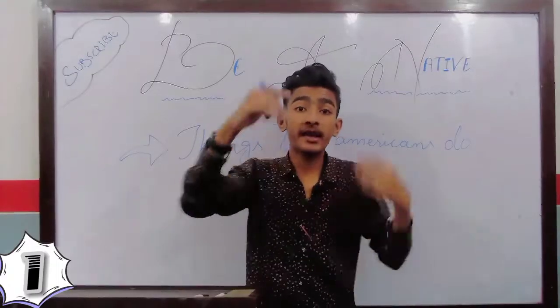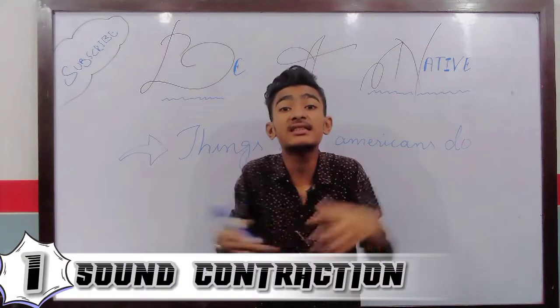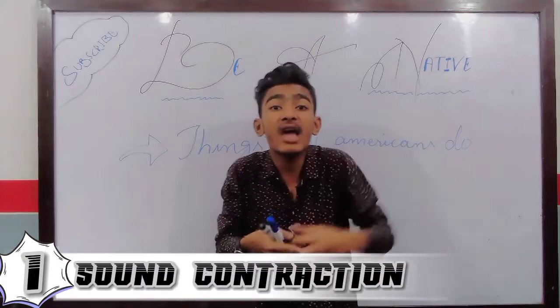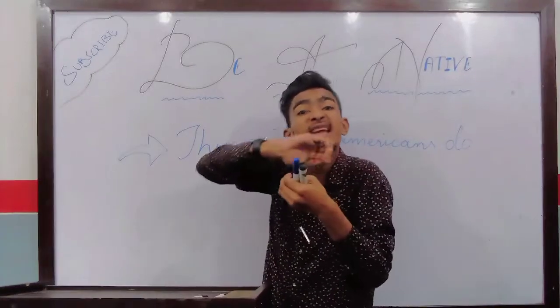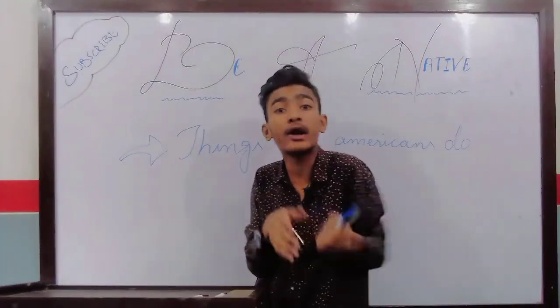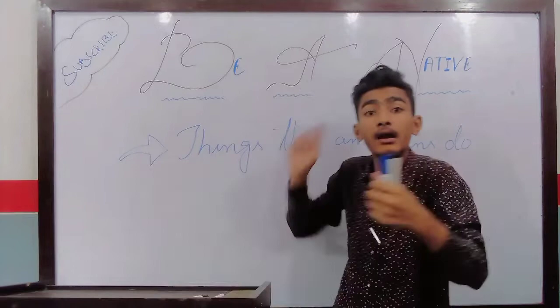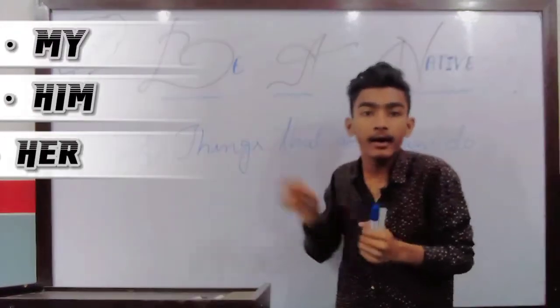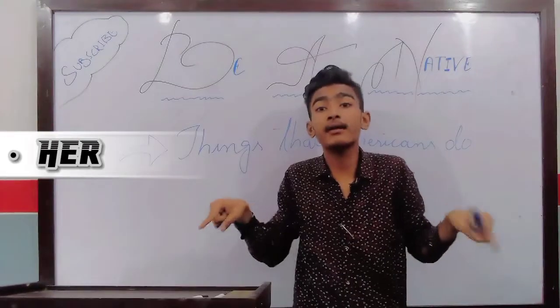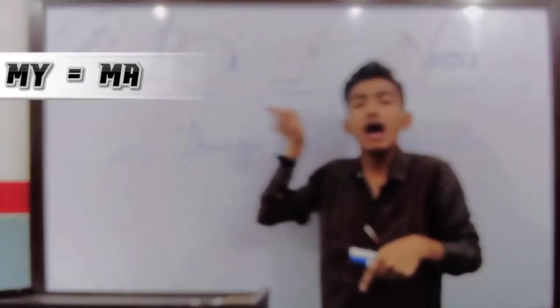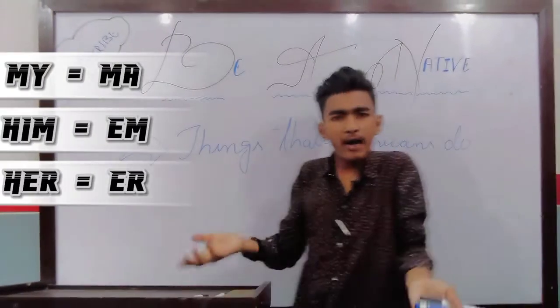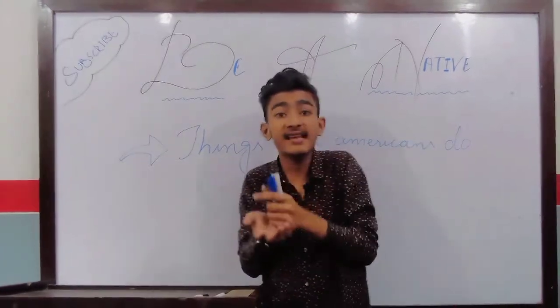So the very first point I'm going to tell you about is sound contraction: how does the native contract the sound to sound like a native speaker, and what do the natives do? How do they change the pronunciation of a word? For example, I'm going to tell you about my, him, and her. They don't use my, him, and her. Instead of using my, him, and her, they use ma, im, and er. How do they use them? I'm going to tell you about it.